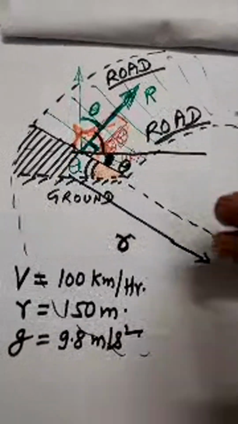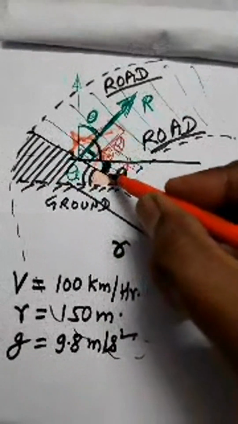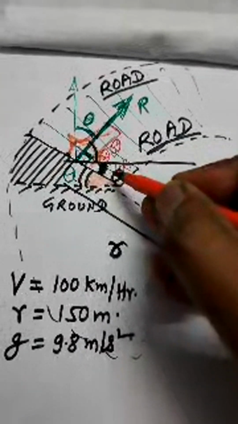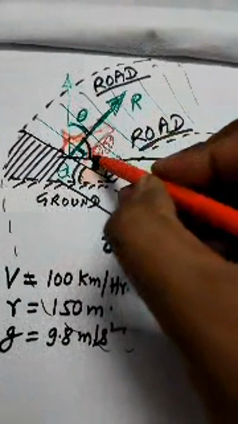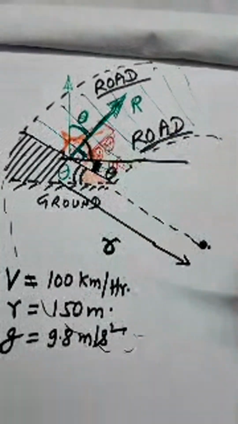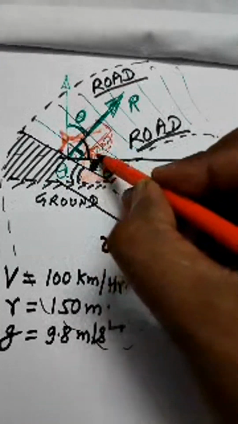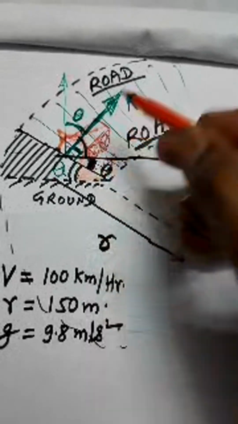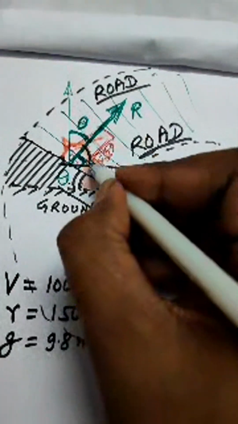So here we can see if this angle is theta, this angle is also equal to theta, right? And if this angle is theta, then theta plus this complete angle is equal to 90 degrees, right? Then you can see this portion is common.